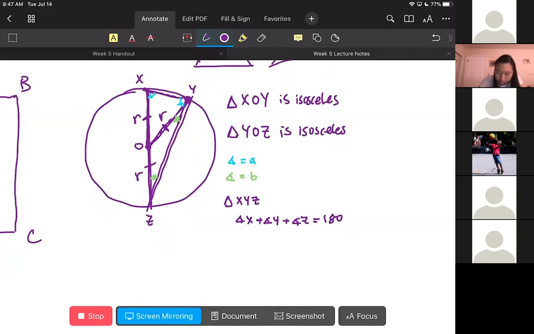And then we know angle X, right, is just this blue angle that we called A. Angle Y is actually the sum of this blue angle plus this green angle. So we'll call this A plus B. And then angle Z is just the green angle, so it's B. And this is 180. Any questions about that step?